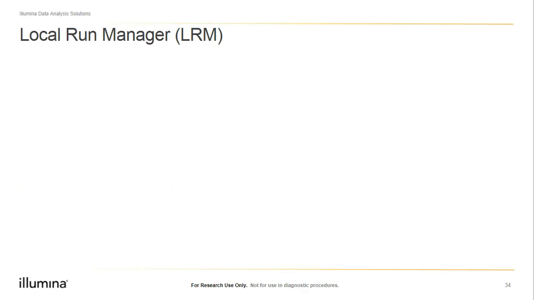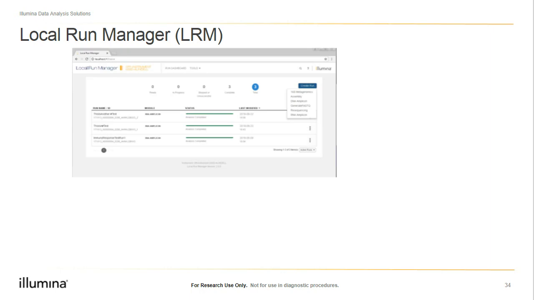First, I'd like to briefly talk about Local Run Manager, more commonly known as LRM. LRM is a service that runs in the background of the Windows operating system. It is present on board the iSeq, MiniSeq, MiSeq, and the NextSeq 500, 550 instruments. LRM can also be used off instrument when installed on a PC that meets all the computing requirements and can be used to analyze data from any of the benchtop instruments that I just mentioned.